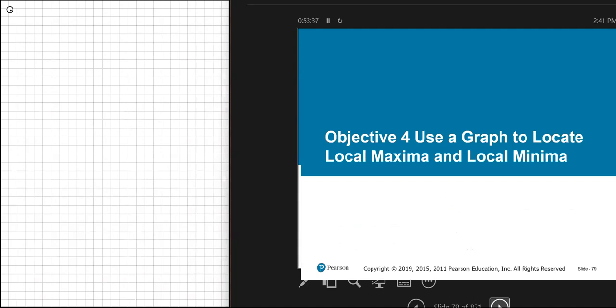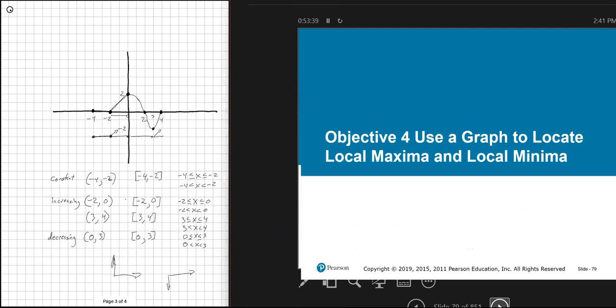Well, I need to back up a second here and talk about why the parentheses are more appropriate than the brackets. At the brackets, it means it equals. It can be part of it. All right.